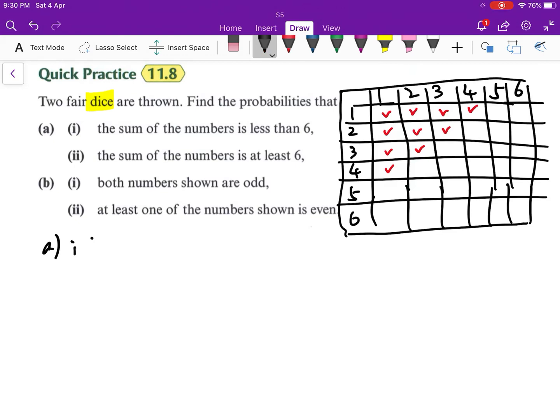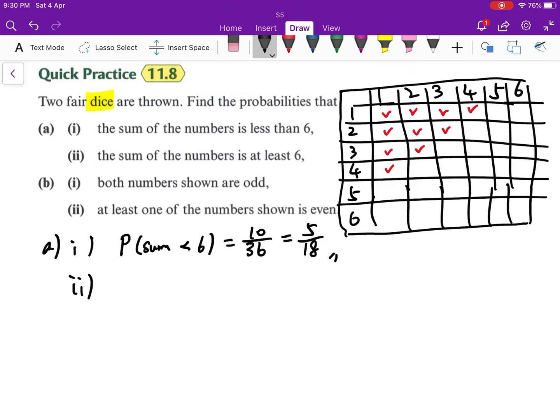So how can we write it down: A1, probability sum less than 6. Remember, sometimes we don't need to copy the whole sentence, just use some math symbols to simplify the sentence. So sum will be less than 6. Actually, how many? 2, 4, 6, 8, 10. Total, you got 10. 10 out of 36. This is not the final answer. Simplify it, okay? A1 done.